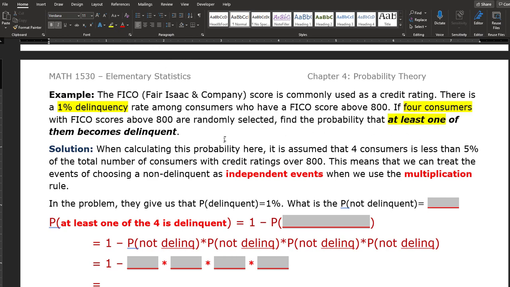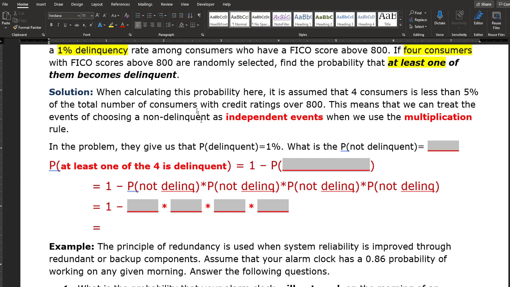So, if you're thinking about all the possibilities for one person to be delinquent, well, you could have your first person be delinquent. You could have your second one, your third one, or your fourth one. Or you could have 2 of them, or you could have 3 of them, or all 4 of them could be delinquent. So when you have 4 people, there's a lot of different ways you can have at least one be delinquent. There's a lot of different ways that can happen. So here's what we're going to be doing right here.